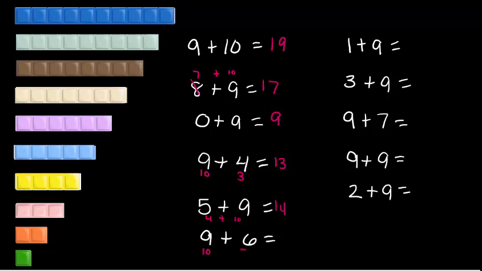it's the same as 10 and 5, which is 15. 1 plus 9, that's 10. 3 plus 9, the same as 2 and 10, that's 12. 9 plus 7, that's the same as 10 plus 6, that's 16. 9 plus 9, it's the same as 10 and 8, that's 18. And 2 plus 9, same as 1 plus 10, that's 11.